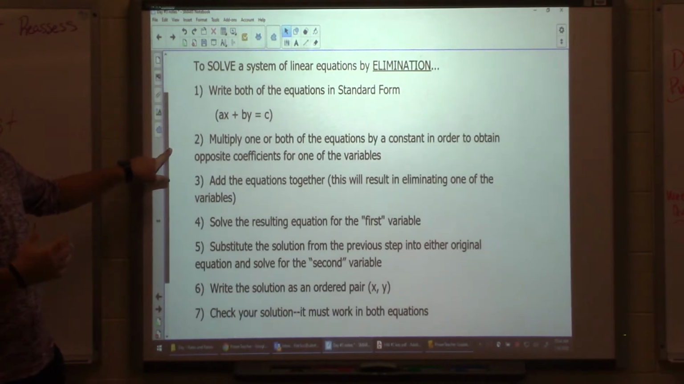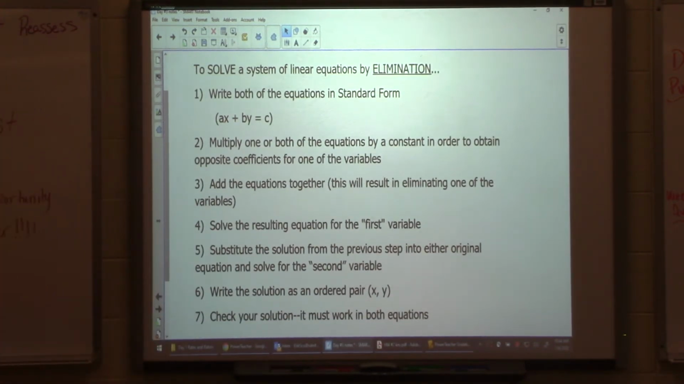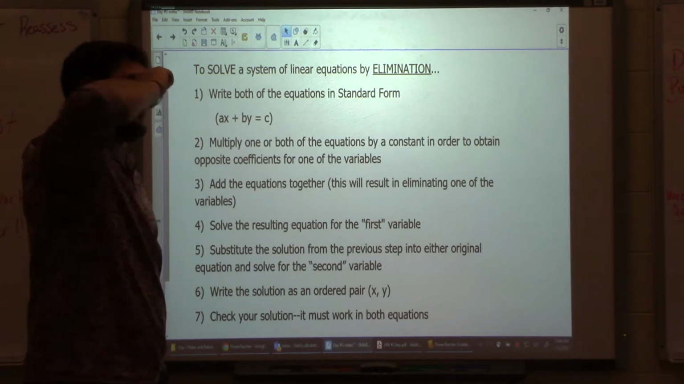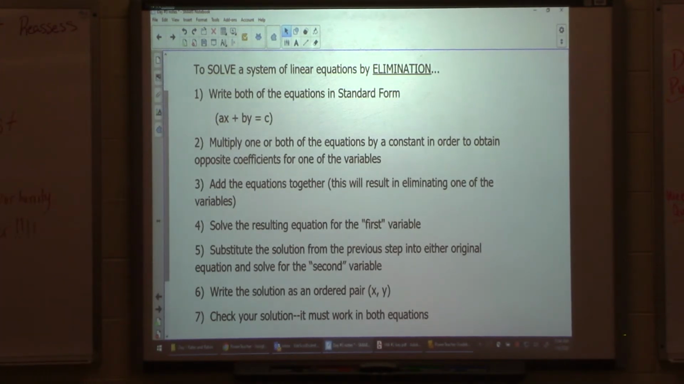Now we'll run through the steps, then we'll go through them again as we go along a problem. Do not freak out if you don't understand what it means right away. As we go through the problems, it should make more sense. Okay? Step 1 is to make sure they're both in standard form. Right? So make sure x and y are on the same side of the equal sign. Normally, if you're going to use this method, it's already done for you.